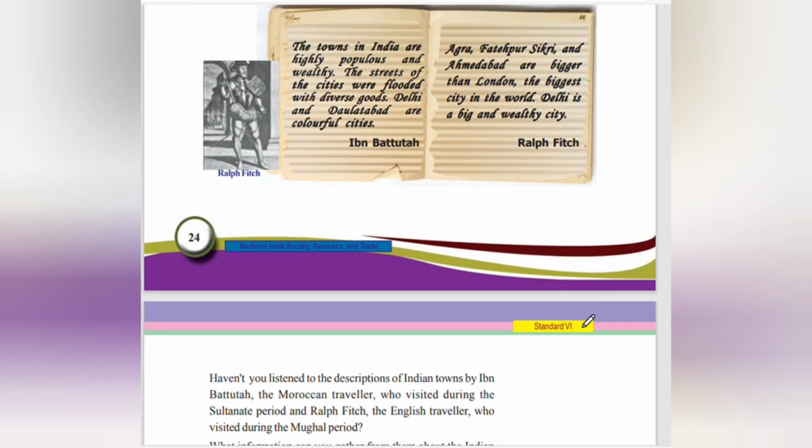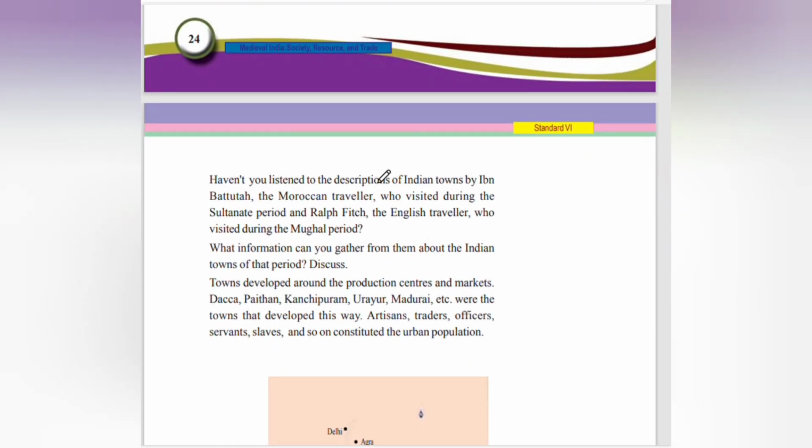Haven't you listened to the descriptions of Indian towns by Ibn Battuta, the Moroccan traveller who visited during the Sultanate period, and Ralph Fitch, the English traveller who visited during the Mughal period? What information can you gather from them about the Indian towns of the period? Discuss.